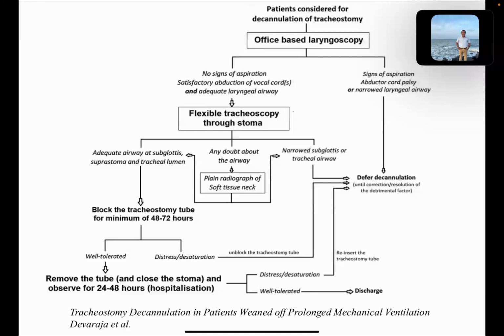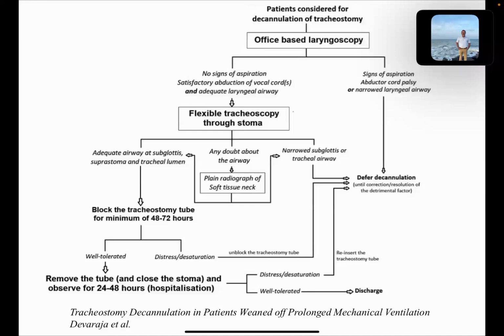One study used this method, by Debaraj et al. If they consider patients with tracheostomy, they went first for office-based laryngoscopy. Office-based means OPD-based, the term used for a bedside laryngoscopy. Laryngoscopy is an endoscope they can put through the nostril or through the mouth, and you have to see a few things: signs of aspiration, whether there is any abductor vocal cord palsy, or whether there is any stenosis. Everything you can see.